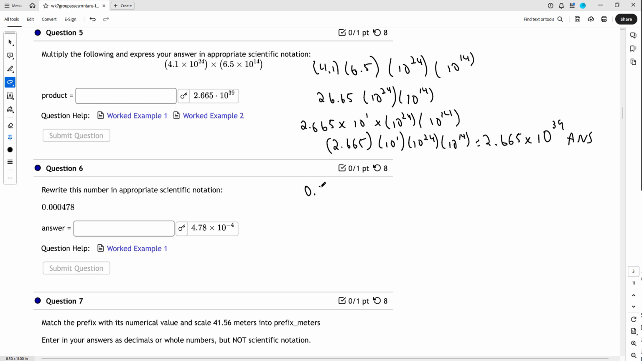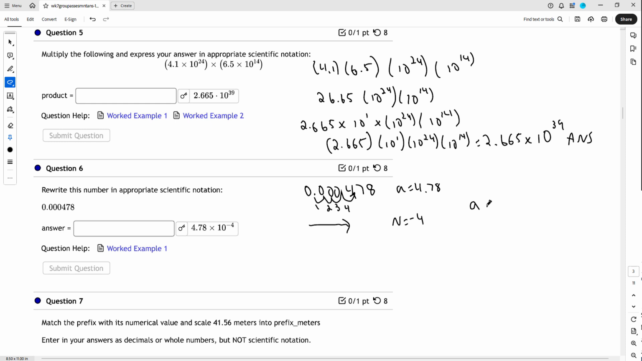Write this in scientific notation. So I have here 0.000478. So I shift my decimal point so it comes to a number A between 1 and 10. So I go 1, 2, 3, 4. So 1, 2, 3, 4. A is equal to 4.78. And n is shifted in this direction here to my right. So my n is going to be a negative number, a negative 4.